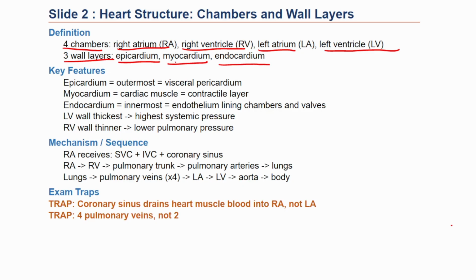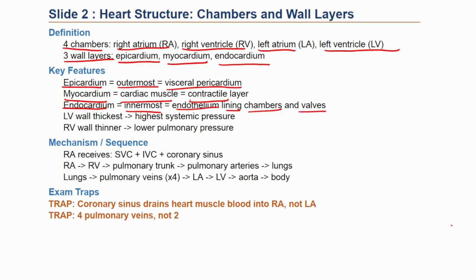The outermost superficial layer, that is epicardium, is anatomically identical to the visceral layer of serous pericardium that we place just deep to the fluid-filled pericardial cavity. Myocardium forms the highly contractile intermediate layer consisting entirely of cardiac muscle cells, functioning as the primary engine responsible for generating the heart's mechanical pump force. Endocardium is the innermost layer composed of a smooth endothelium lining all internal chambers and valves to guarantee smooth fluid flow.